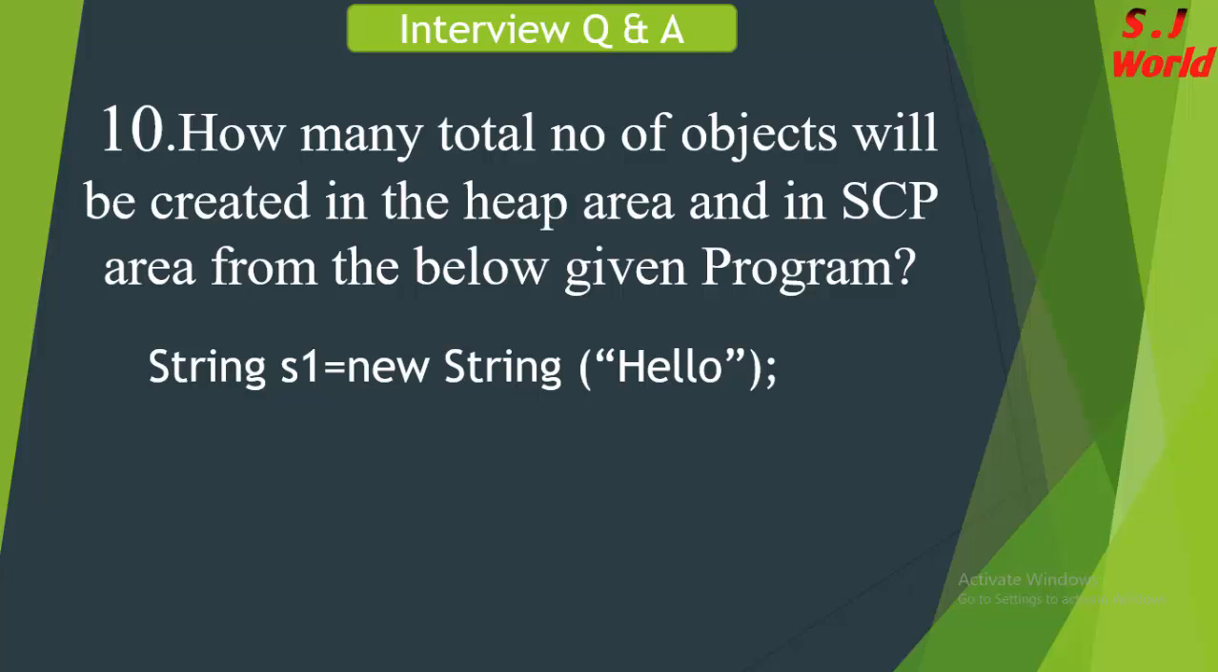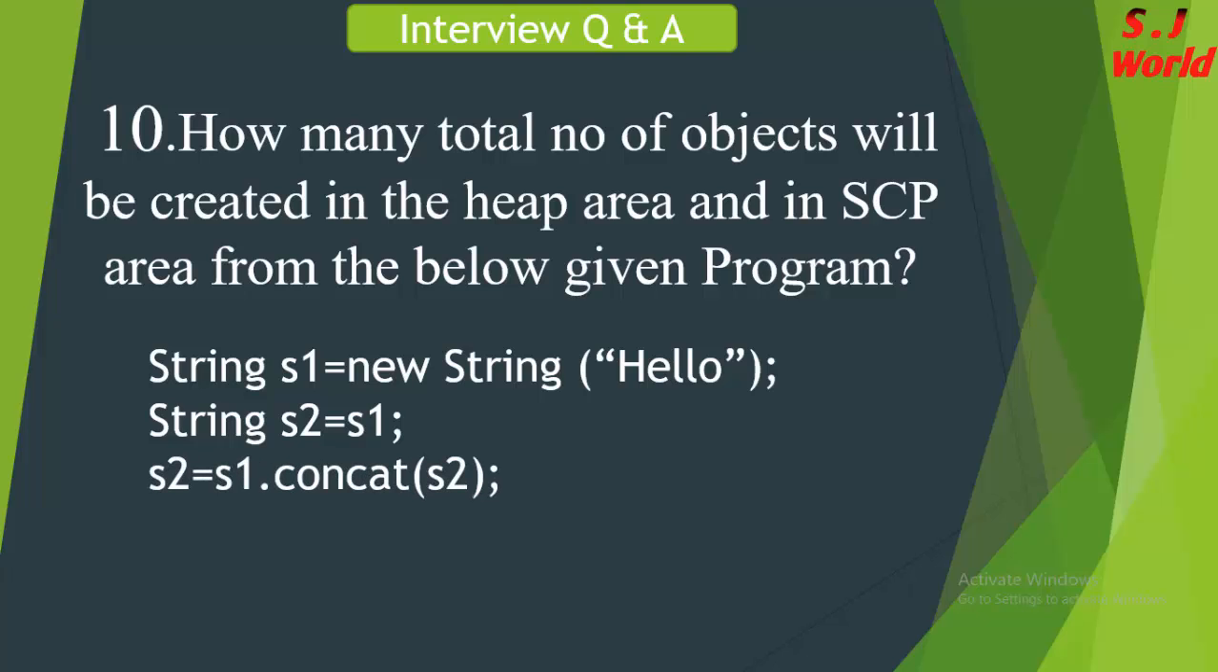Now String s2 = s1, and then s2 = s1.concat(s2). You have to tell how many objects got created, and the second thing is you have to also tell how many objects got created in the heap memory and how many objects got created in the string constant pool memory.